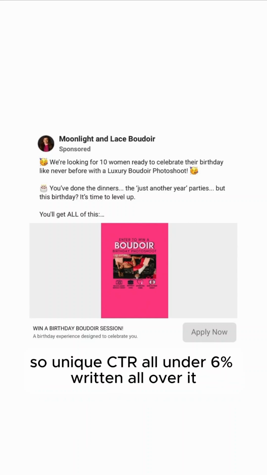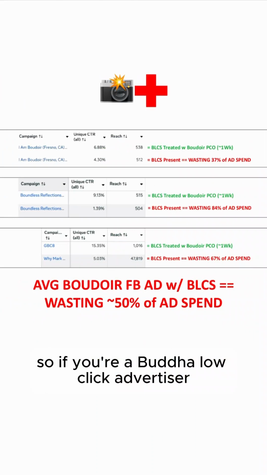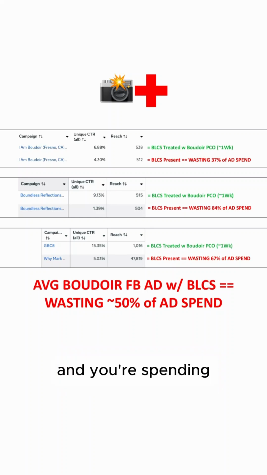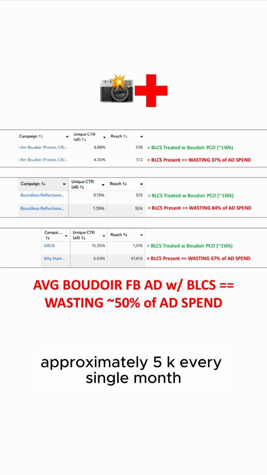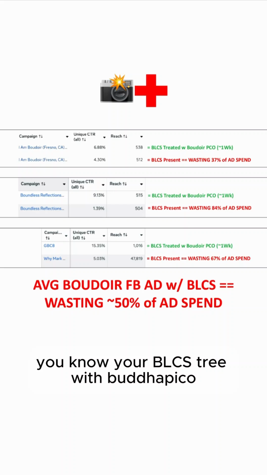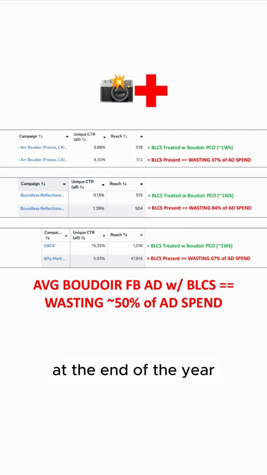So unique CTR all under 6% written all over it. So if you're a BLCA with BLCS, so if you're a Boudoir low click advertiser with Boudoir low click syndrome, and you're spending more than 10 grand a month on Boudoir Facebook ads, and you want to save, eliminate, put back in your pocket approximately 5K every single month, basically like a phantom bonus by getting your BLCS trio with Boudoir Pico. That's like basically a 60K bonus at the end of the year.